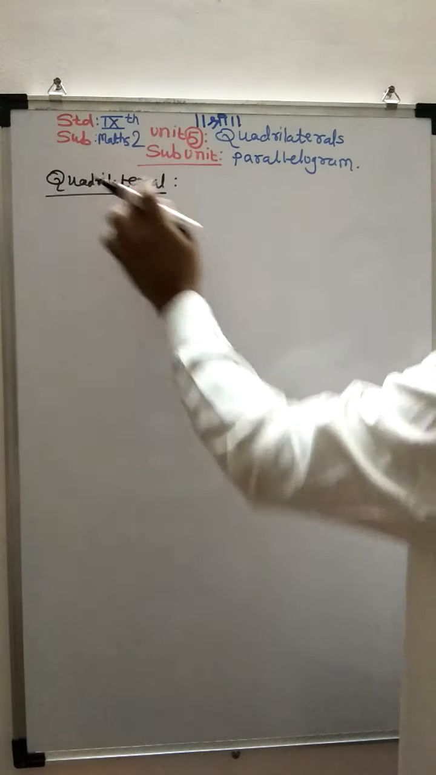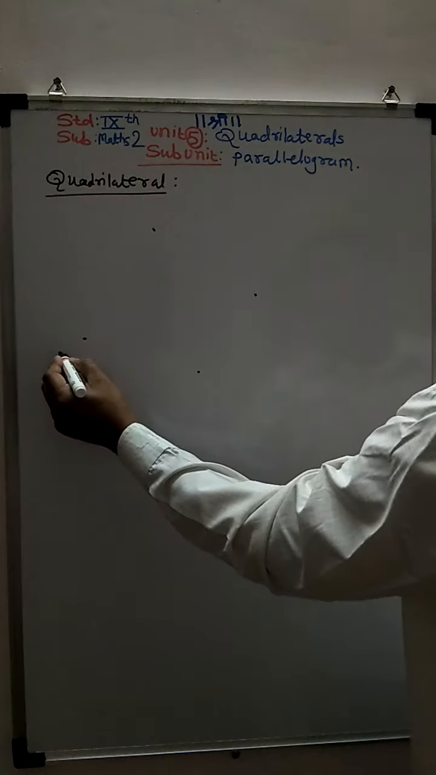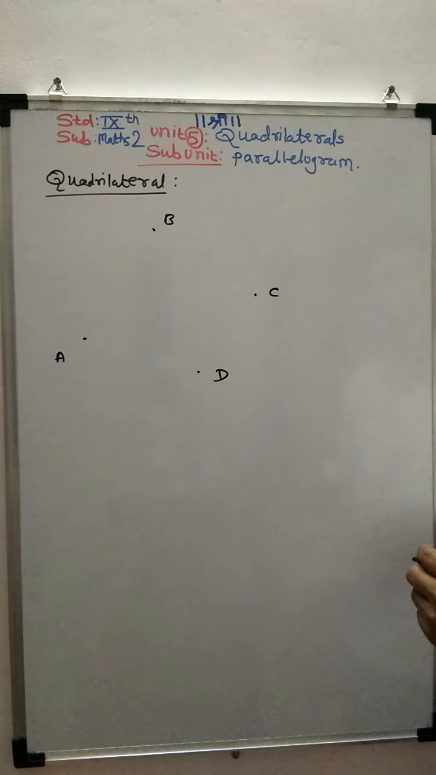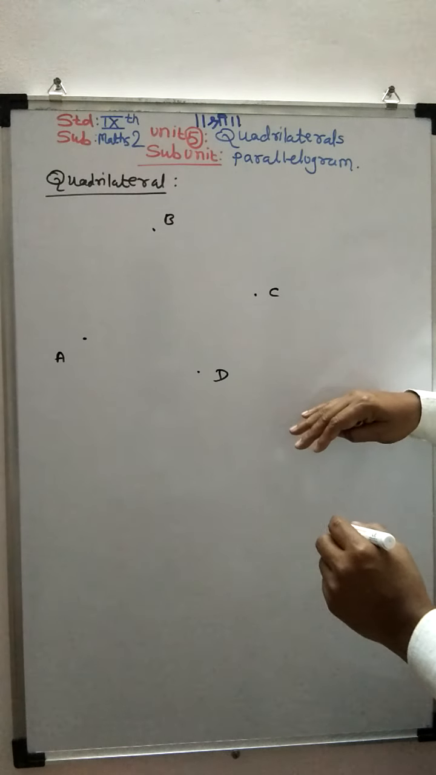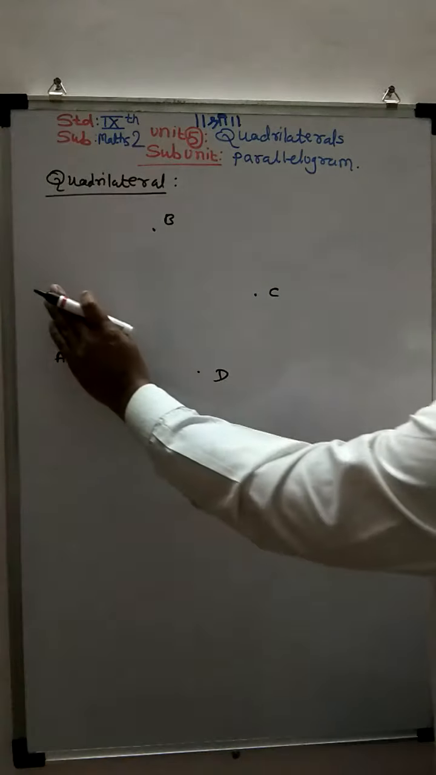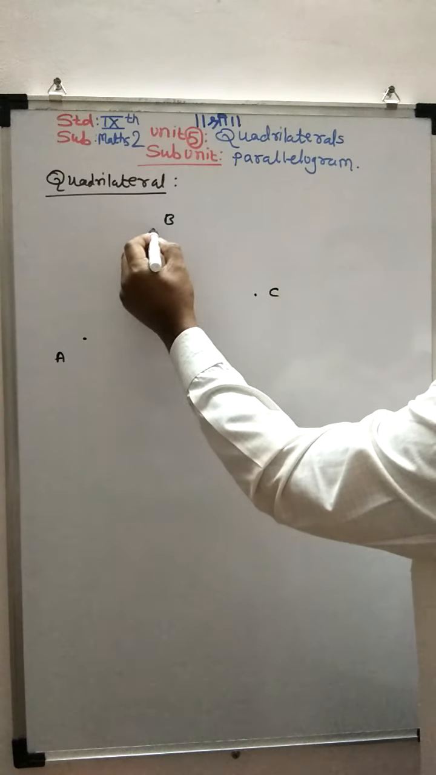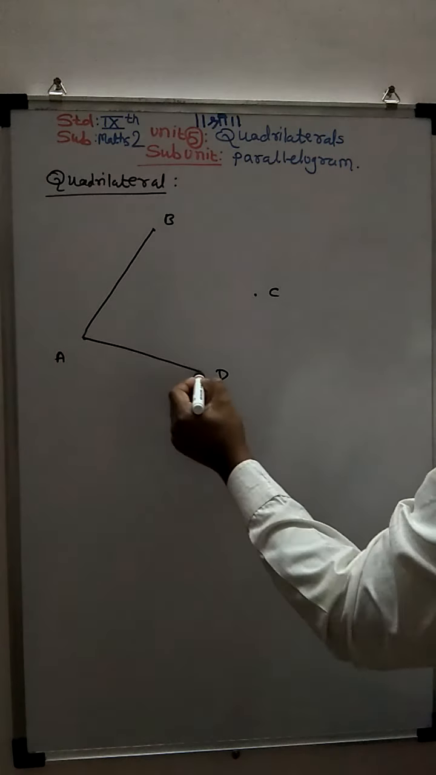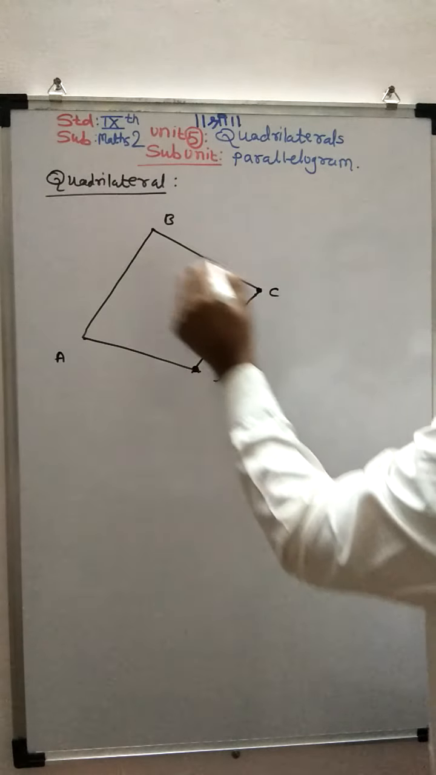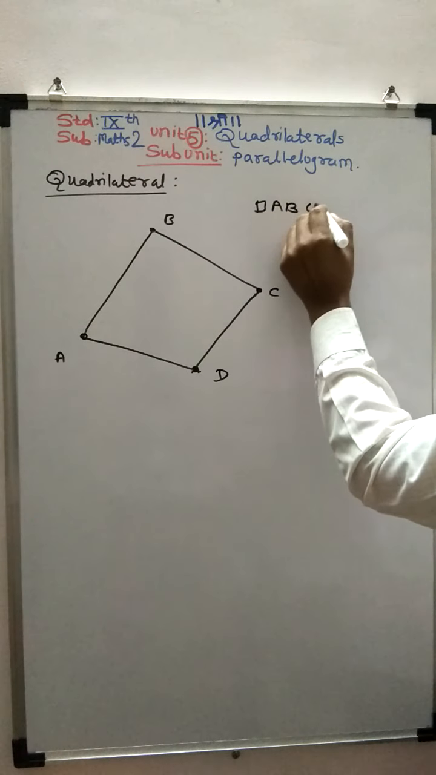First we study what is the meaning of quadrilateral. See here, these are 4 points in a plane named A, B, C and D. Out of these 4 points, any 3 points are non-collinear. Then joining these points, the figure so formed is called a quadrilateral. This is quadrilateral ABCD.